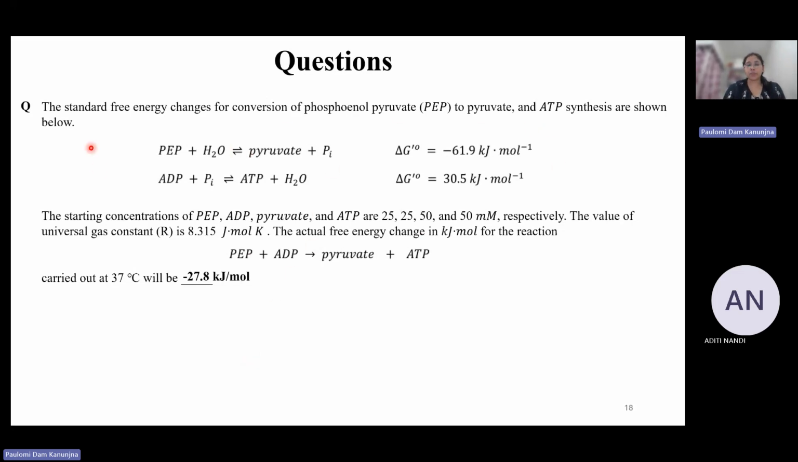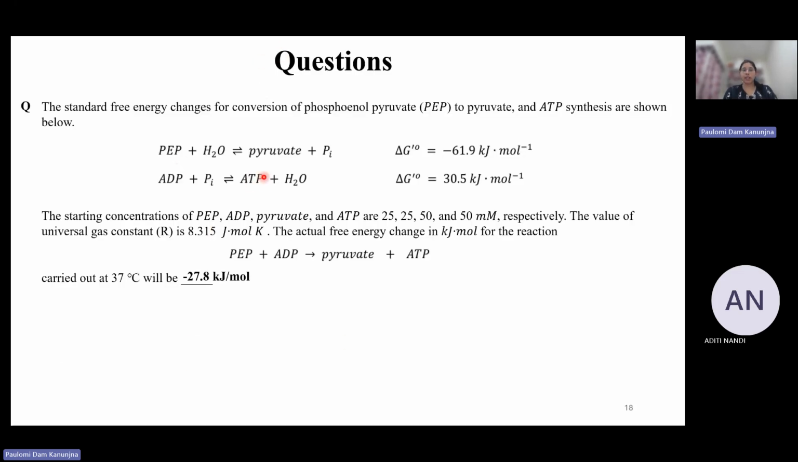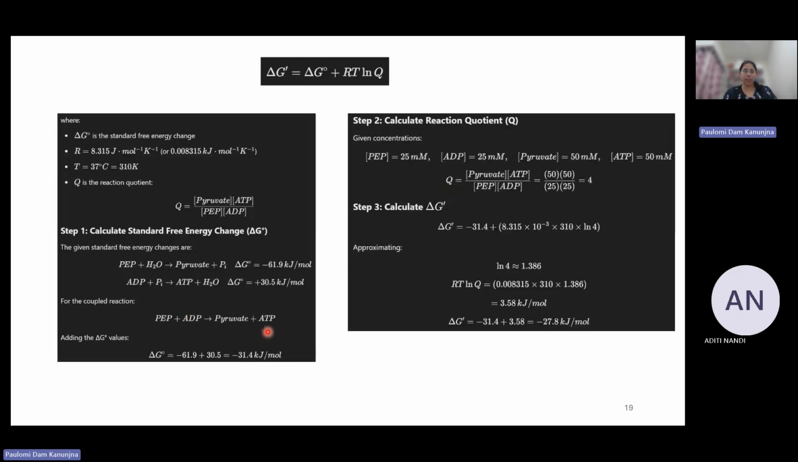If you have a reaction profile like this, and you are given the standard free energy change, you follow the direction and see which sign to use. Basically, PEP to pyruvate is minus 61.9, which is what is here, and ADP to ATP is 30.5. You simply add them up because that's the way your standard free energy is given also. So your delta G naught for the entire reaction is minus 61.9 plus 30.5, which is minus 31.4. You have the first component ready with you.